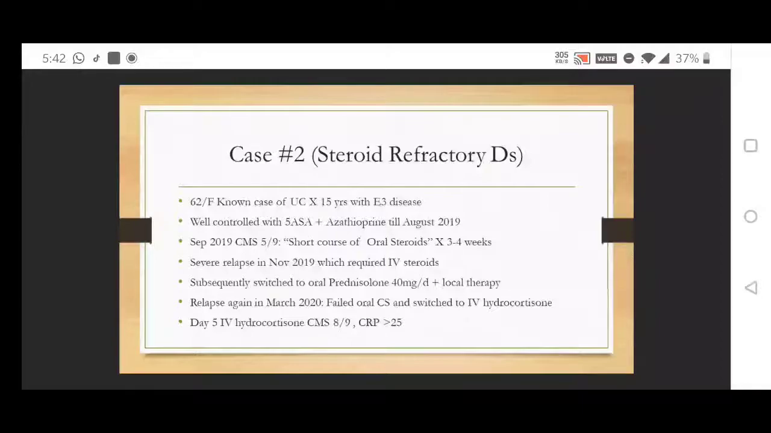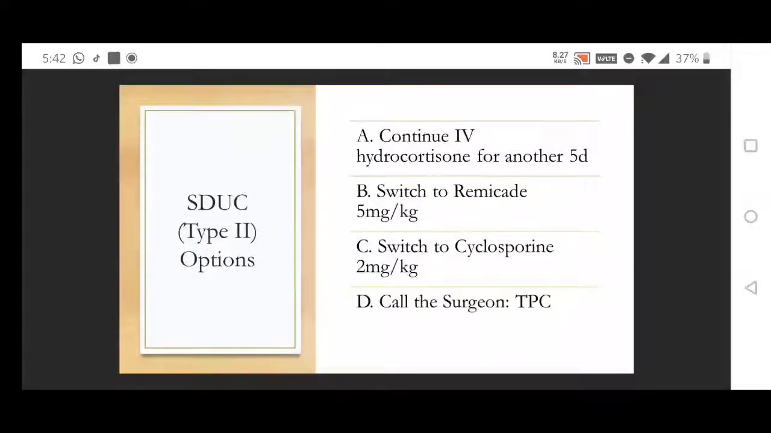So going by the Oxford criteria, she should be sent for surgery. So let me see what options we have here. Again, I wish I could say, please open your voting pads. The options here are: A, continue IV hydrocortisone for another 5 days, hoping she's a slow responder. B, switch to Remicade 5 milligram. C, switch to cyclosporine 2 milligram per kilogram. And D, call the surgeon, because this patient is going to end up with a total proctocolectomy.